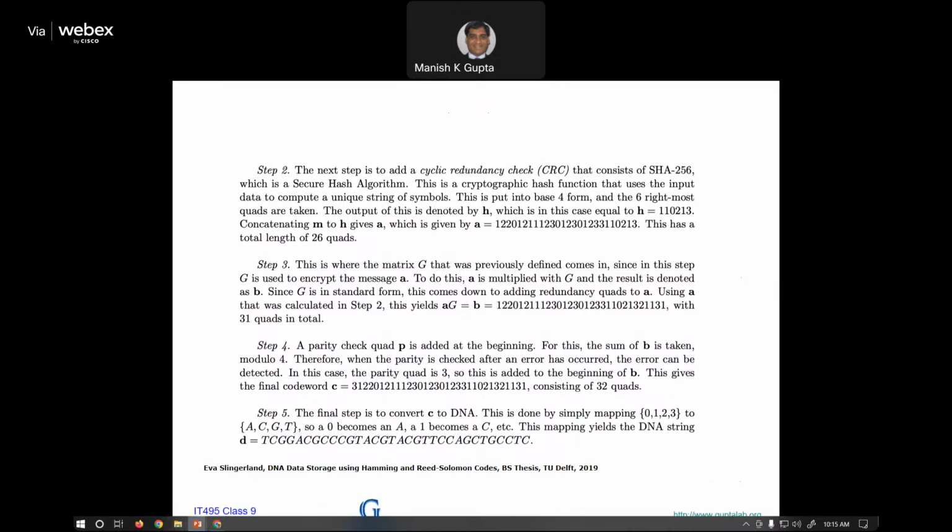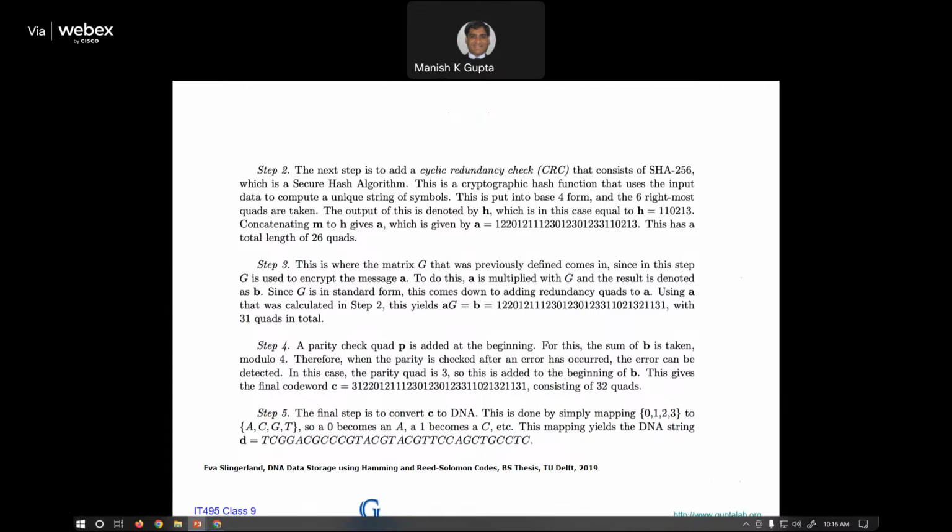Then applying that hash function, you just concatenate it to M, you get this A. So the total length is 26 quads. So 20 quads are mapped into 26 by adding a hash function. You just compute the hash function of the whole input and concatenate it at the end, right? You get A.